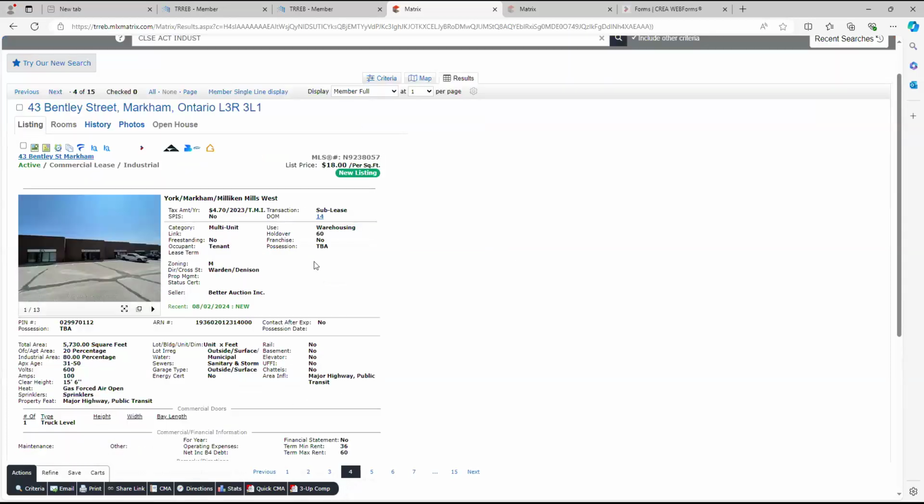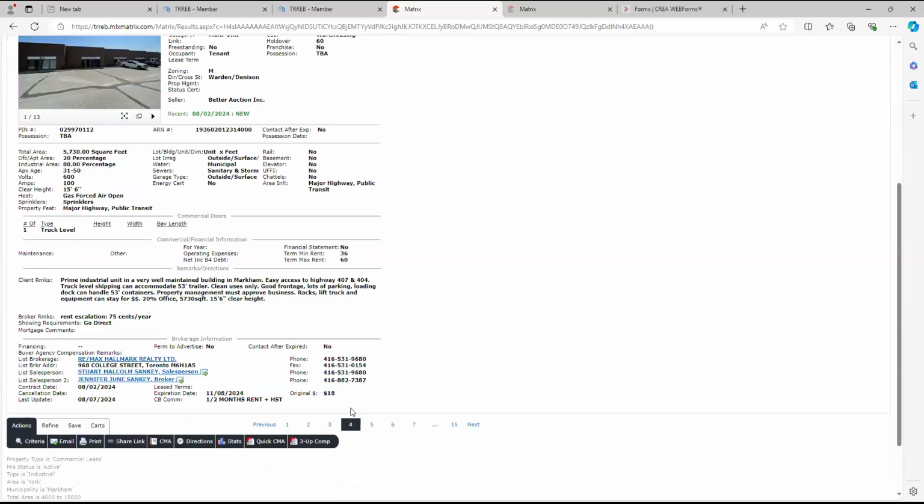Otherwise, we don't need to. Oh, this one looks common. It's very normal. Here, one thing, look, what commission, others will be similar, right? Here, look at the commission, called half month's rent plus HST.